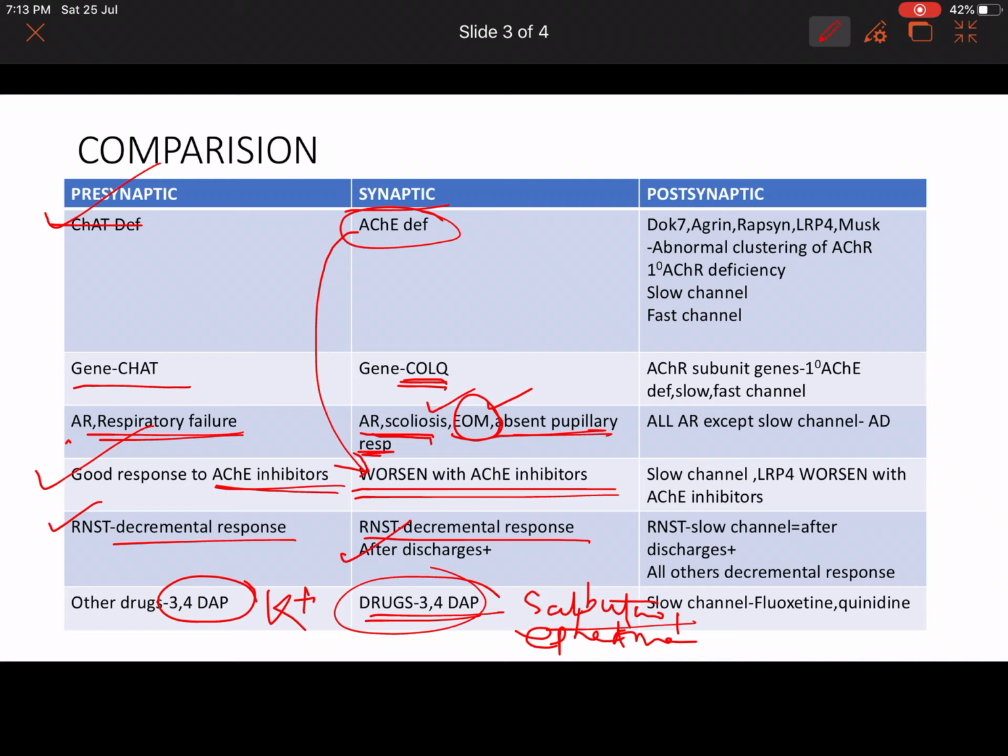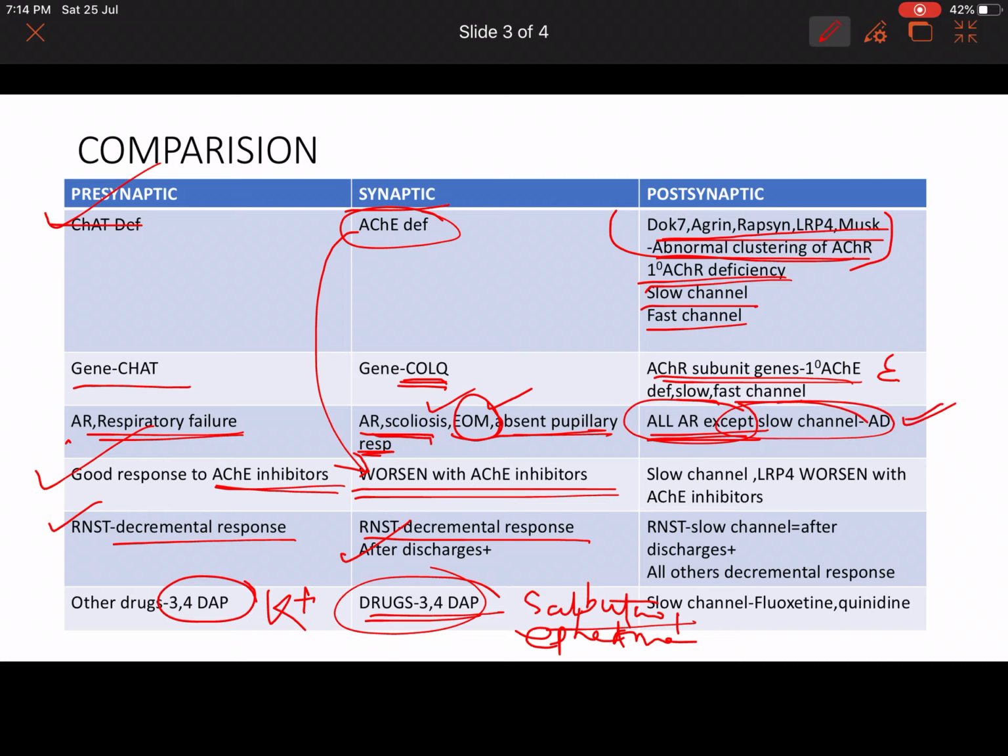Then have a look at the postsynaptic one. As I have told you, one group is due to abnormal clustering, where I have told you about these proteins, and there is a primary acetylcholine receptor deficiency, slow channel and fast channel. So this is due to the subunit genes. Most commonly it is the epsilon subunit which is mutated, and slow and fast channel are all autosomal recessive, except the slow channel one, which is autosomal dominant. This I told you in the beginning itself, that the autosomal dominant one is the slow channel one.